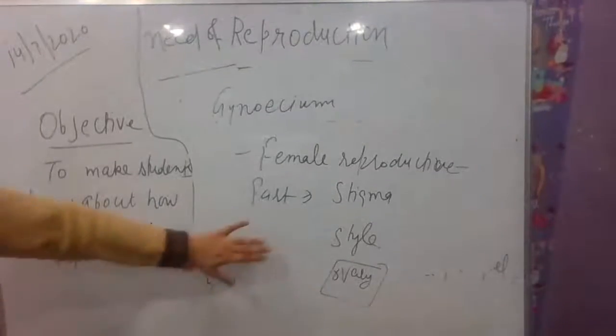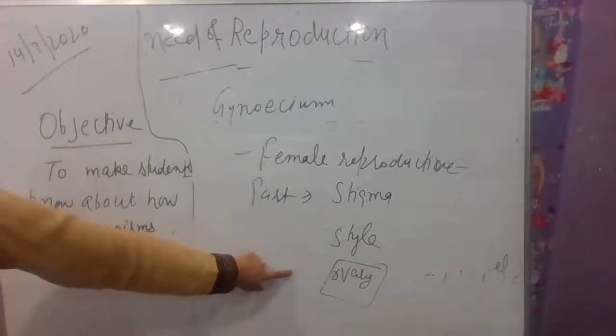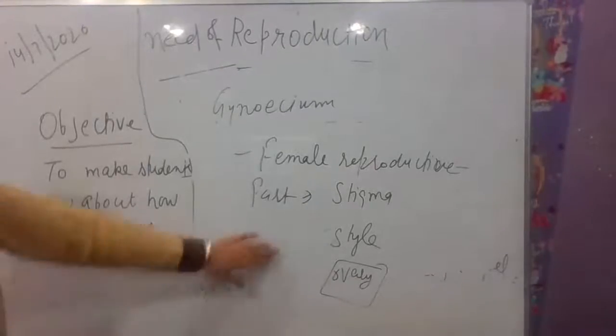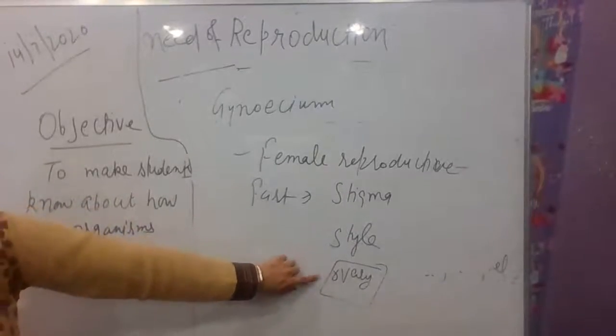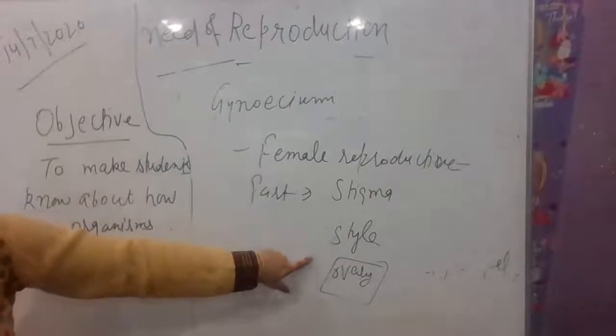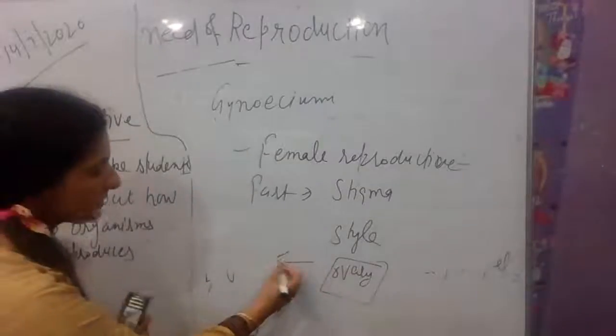Ovary is a basal part of carpel. It bears ovules. Female gametes are called egg. Egg is produced in ovule. Egg, ovum is produced in ovary. Ovary, again, please listen to me. Ovary is a swollen part of carpel. It bears ovules.